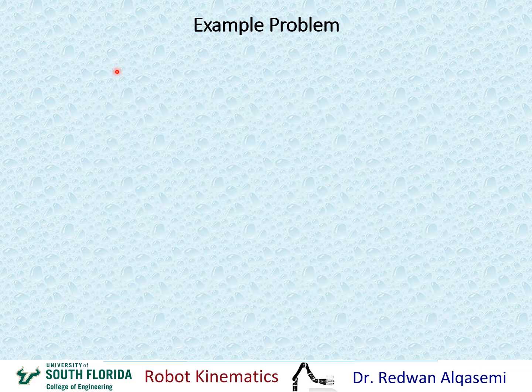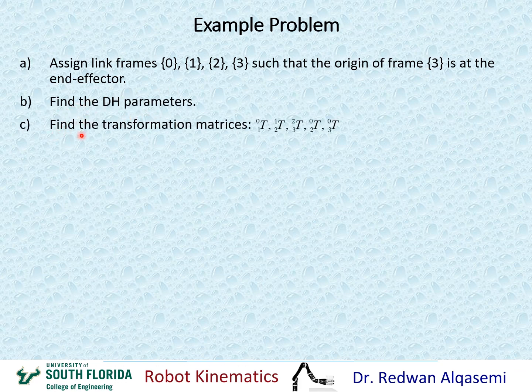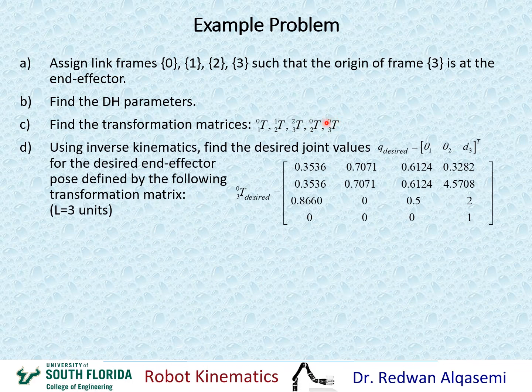For this example, we are required to do the following. Part A, assign link frames 0, 1, 2, and 3 such that the origin of frame 3 is at the end effector. So we'd like to make sure that frame 3 is at the end effector. Part B, find the DH parameters table. Part C, find the transformation matrices T01, T12, T23, and then T02 and T03. And we're going to need these two transformations later on for one of the requirements for this problem.